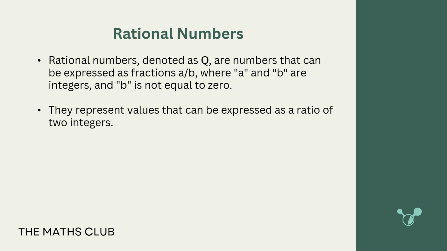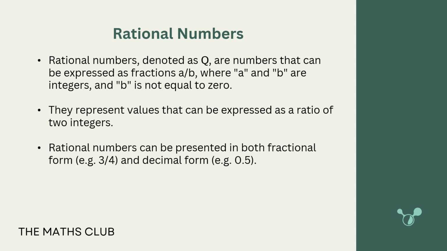They represent values that can be represented as a ratio of two integers. Rational numbers can be presented in both fractional form, in form of 3 over 4, or as decimal. So you see 0.5. So if you look at 3 over 4, that should be 0.75. So if I represent 3 over 4 as 0.75, I'm still talking about the same thing.